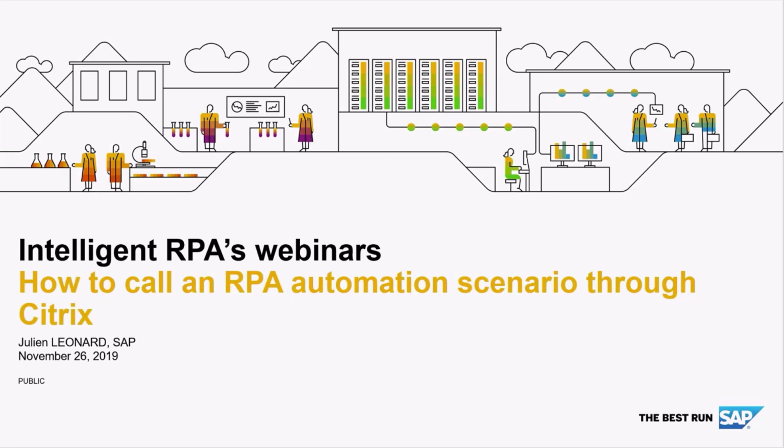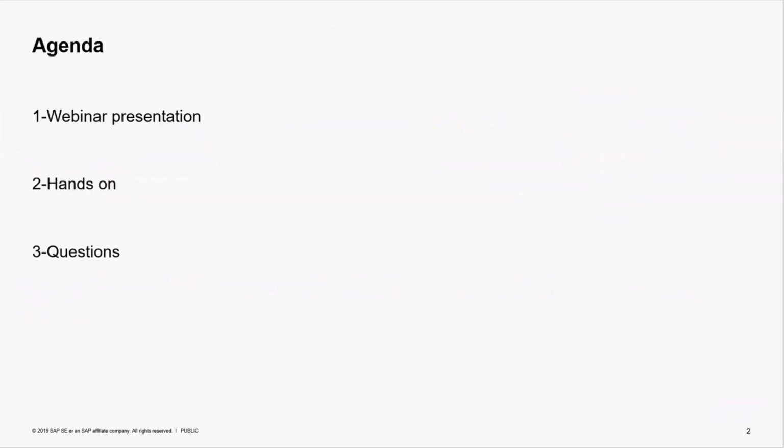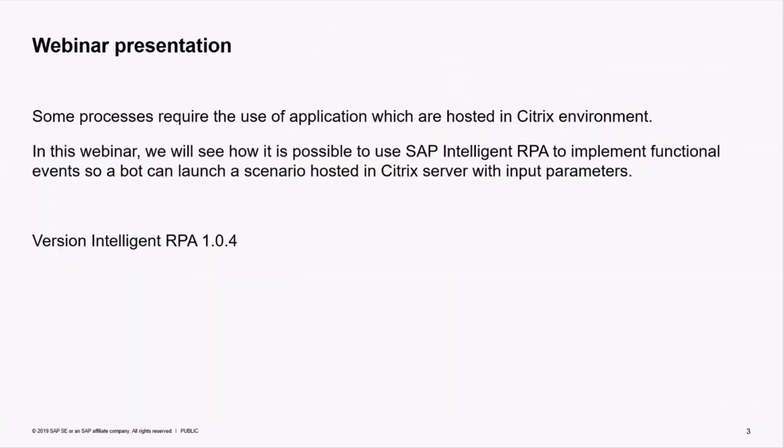Hello to the sixth webinar on intelligent RPA. Today we will talk about Citrix and see how to call RPA automation scenarios for Citrix. Before that, a little presentation. In some cases you will have to pilot some application in a Citrix session. It's a bit different. Today we will see how to do this.